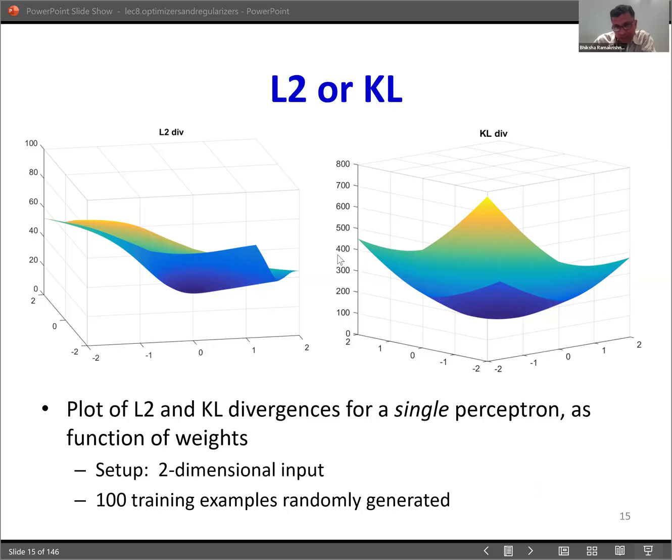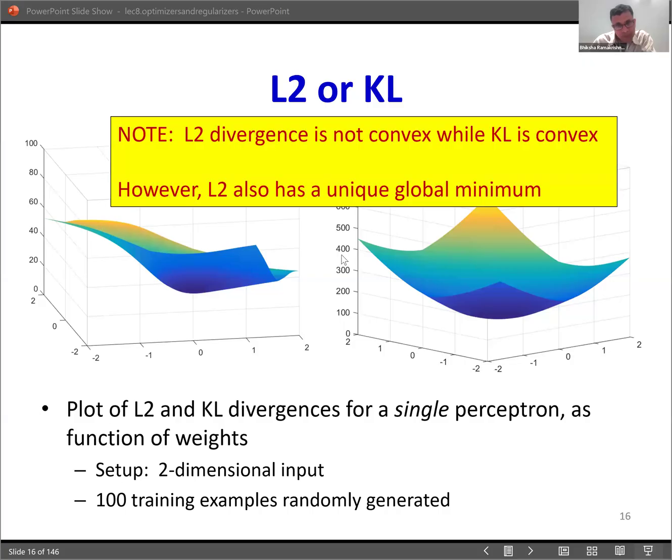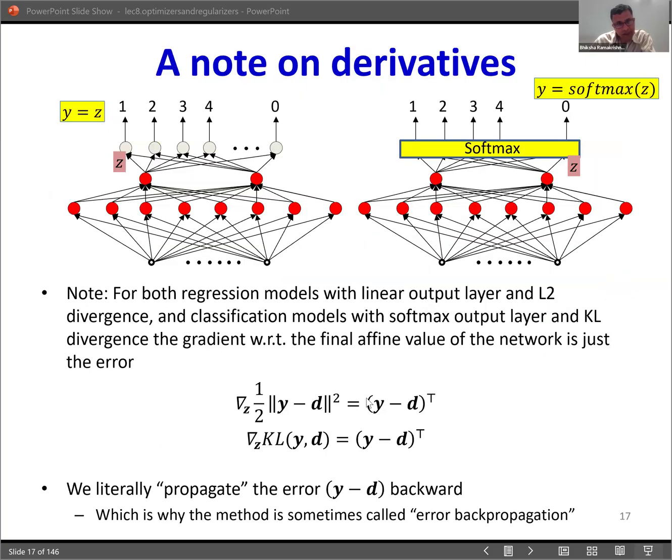What about the rest of you? Making sense? So you see why the KL is a better choice. L2 is not convex, while KL is convex with respect to the z values, the logits at the output of the network, which is why we use KL.